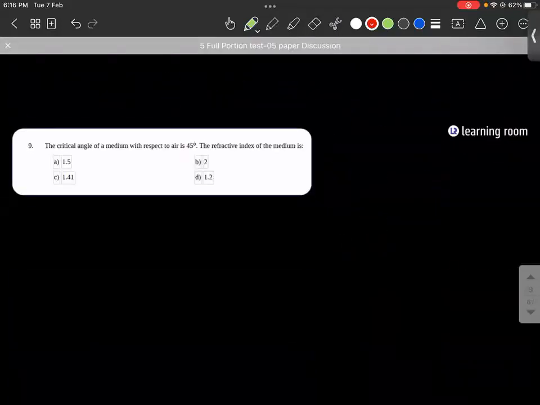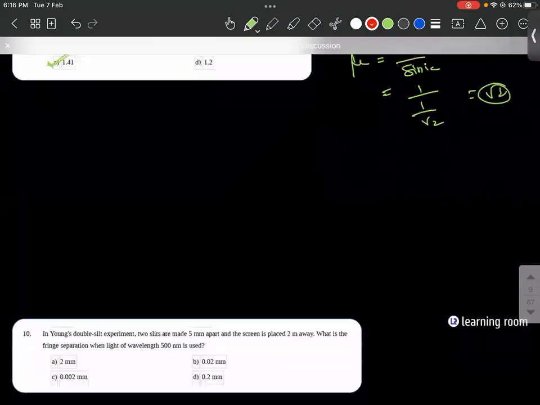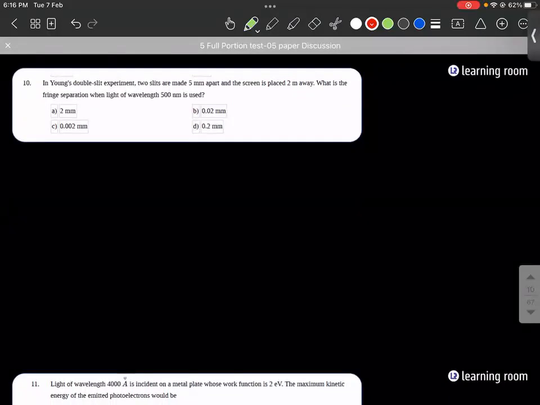The critical angle of a medium with respect to air is 45 degrees. The refractive index of the medium is 1 by root 2. It is 1.41. Mu is equal to sin IC, no? So sin 45 is 1 by root 2. Oh, sorry. It's 1 by sin IC. So 1 by 1 by root 2, which will be root 2. Root 2 is 1.414.